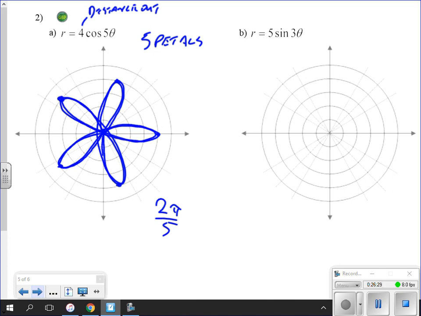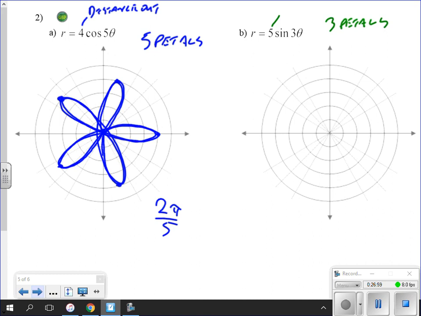Okay. So, same thing. I have a rose. First of all, how far out am I going to go? 5. So all the points are going to be on the outer circle. How many petals do I have? I have 3 petals. Oh, this makes it nice. I need to find the first petal first.